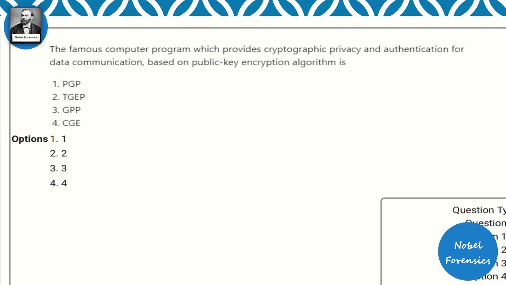51st question. The famous computer program which provides cryptographic privacy and authentication for data communication based on the public key encryption algorithm is PGP. PGP means Pretty Good Privacy. It is usually an encryption program. It is used for signing, encrypting and decrypting text, emails, files, and is also used to increase the security of email communications. So here option 1 is correct.